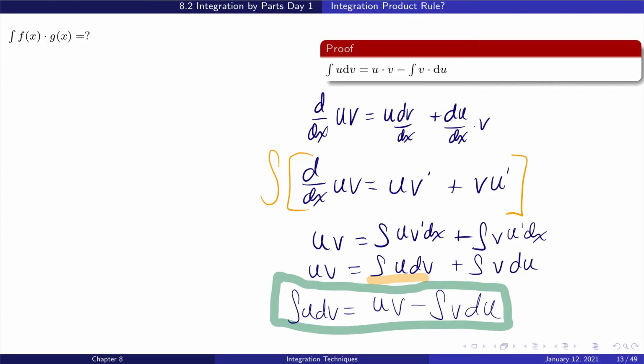These are the notes for section 8.2. This is day 1, and the topic is integration by parts.